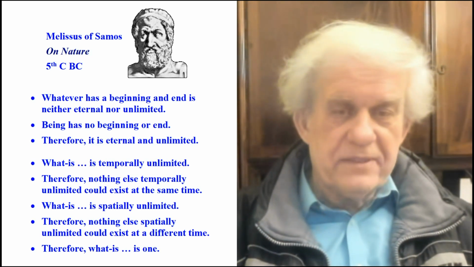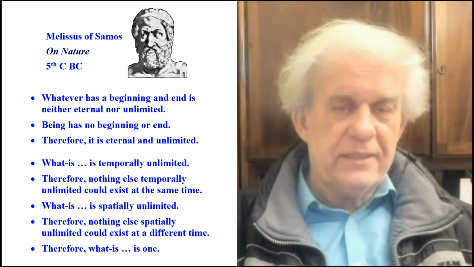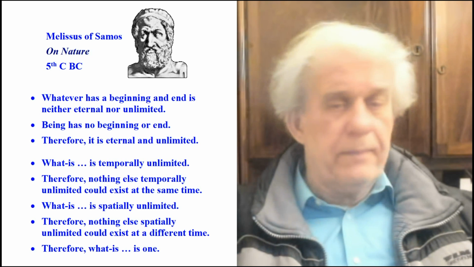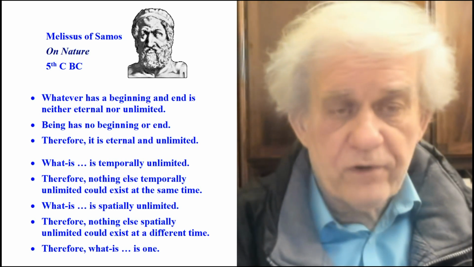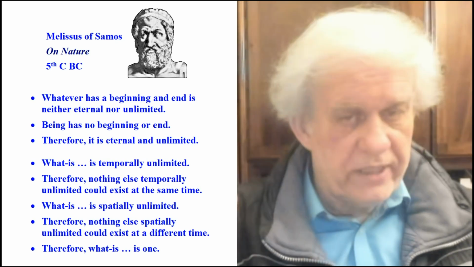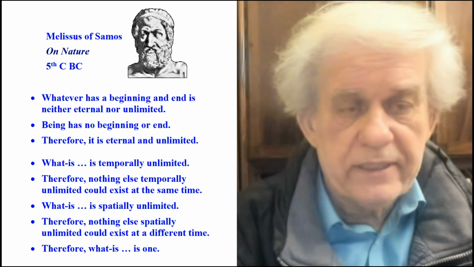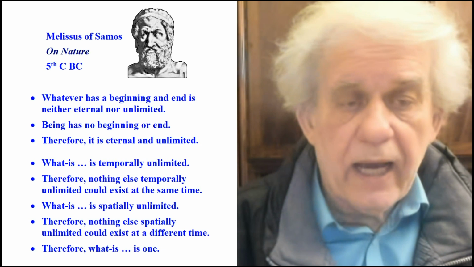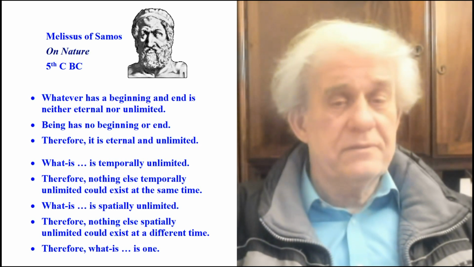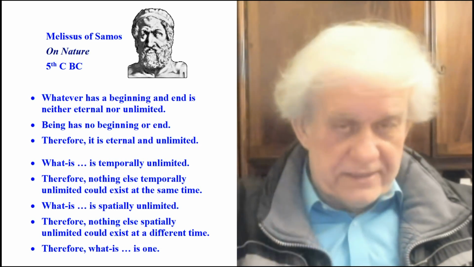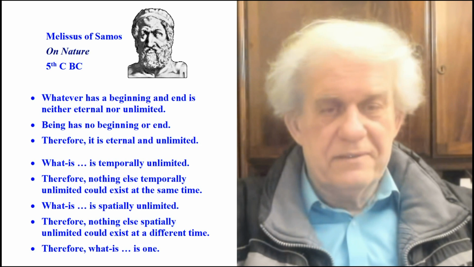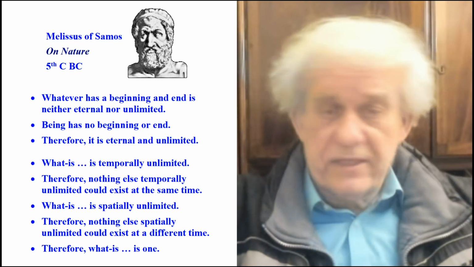So whatever that means, because we don't understand what infinity in time and eternity in time and infinity in space means, but this is what he's saying. He's filling up everything. Okay? And so therefore it is eternal and unlimited. What is temporally unlimited, that's what is. Okay? Therefore, nothing else temporally unlimited could exist at the same time, because this is everything. God, the universe, whatever you want to call it, okay, it's everything. And if that's everything, there can't be another thing. So forget about multiverse, many universes. No, he says this is everything. Okay.